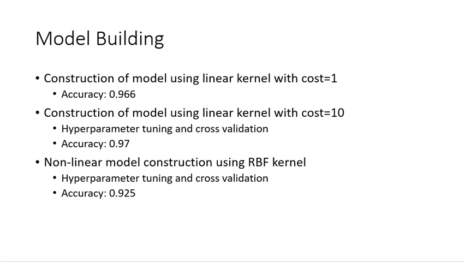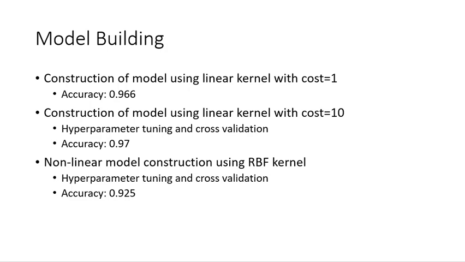Post this we work on the nonlinear model construction using the RBF kernel. We perform the same exercise by first developing the model and then predicting the values on the test data set. Once the values are predicted, we develop the confusion matrix and we see that the confusion matrix gives an accuracy of 0.925 post the hyperparameter tuning and cross validation.